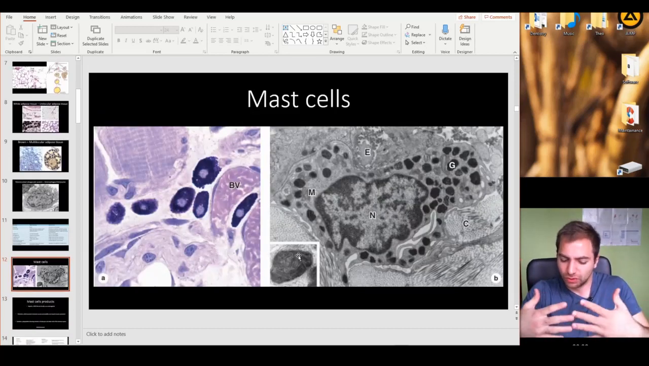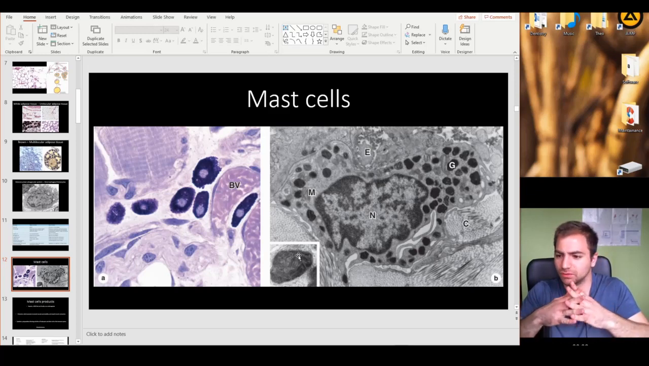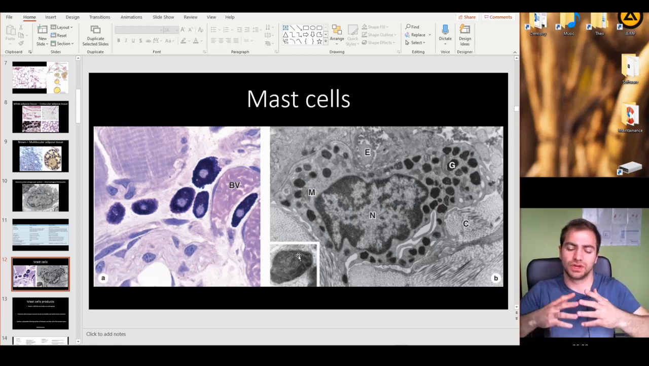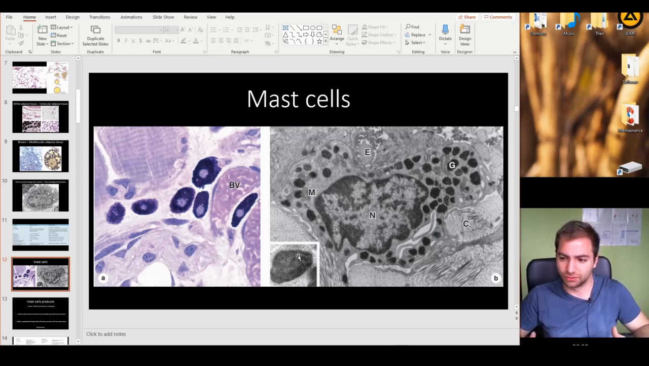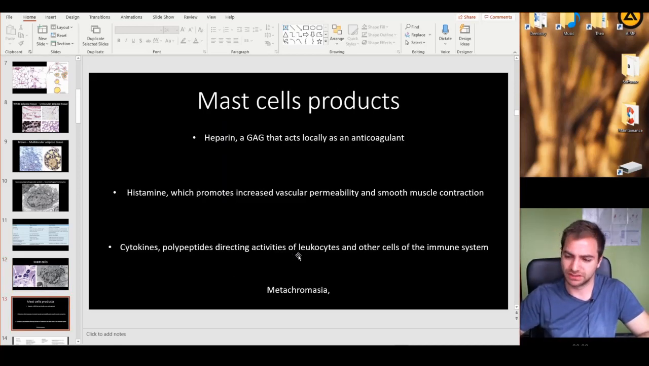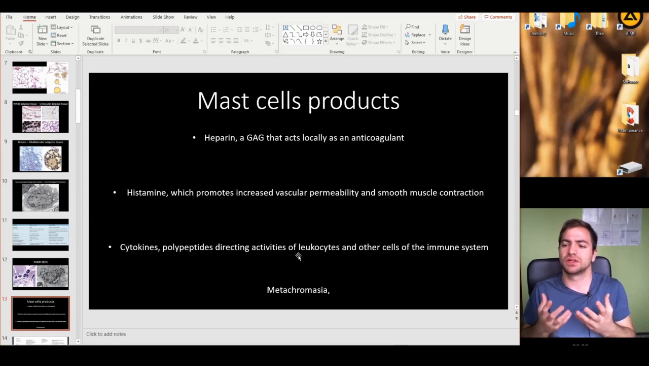Now mast cells, also a very important group of the connective tissue. The mast cells are primarily known for the allergic reactions, but this is not necessarily 100% true. Of course, this is a valid point, but the mast cells have a very wide range of functions. One of which, and the most clinically important, is the allergic reaction, or allergic shock in the worst case scenario.